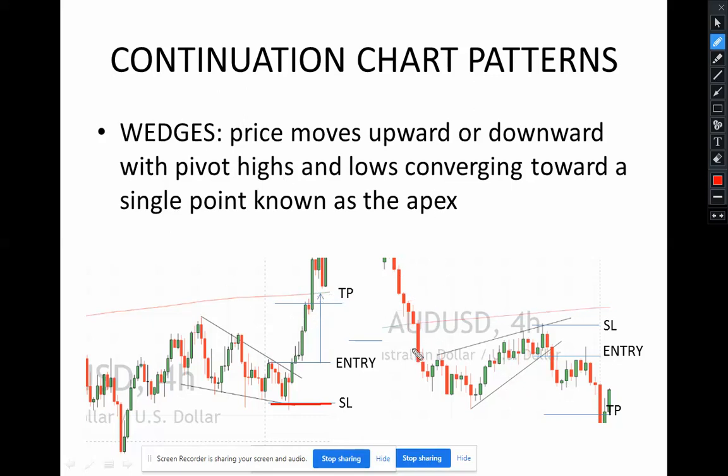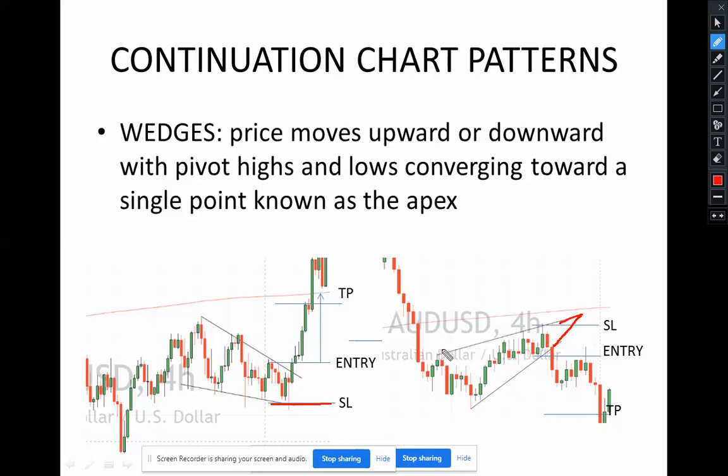Then this is a bearish wedge. You see that the two trend lines are converging toward a single point. They are converging toward each other, which means they can be extended and joined together. So this is a bearish wedge.